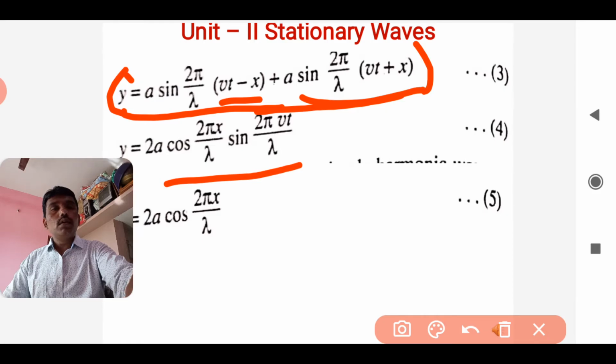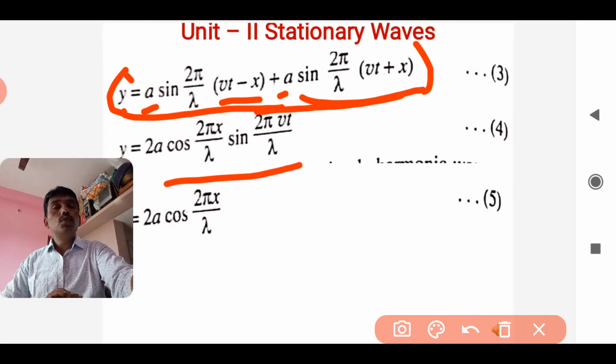Simply consider a as 2πvt/λ and b as 2πx/λ. Here 2π/λ is common, and a is also common. So sine of 2πvt/λ is the sine a part, then cos b means cos of 2πx/λ. In the same way, with the minus sign, it becomes cos a, that is cos of 2πvt/λ, into sine b, that is sine of 2πx/λ.